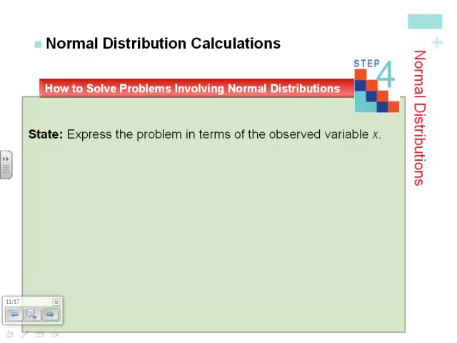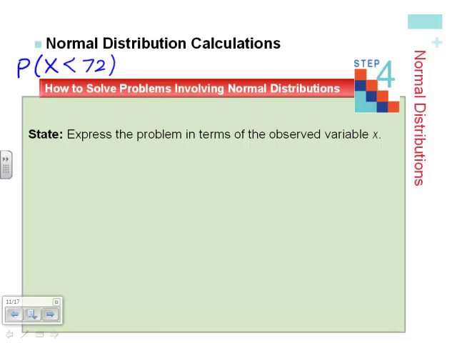We might express the question, how many young American females are shorter than 6 feet tall? But we should express that problem in terms of x. I'll write it up here. What proportion of American females are shorter than 6 feet tall? Problem stated in terms of x, the real variable that we're looking for.